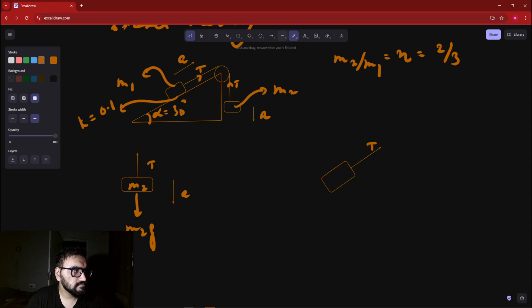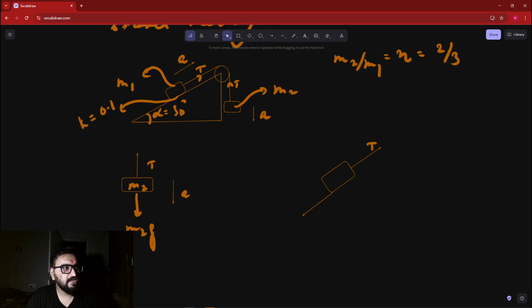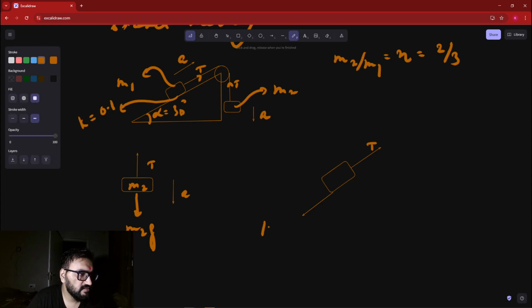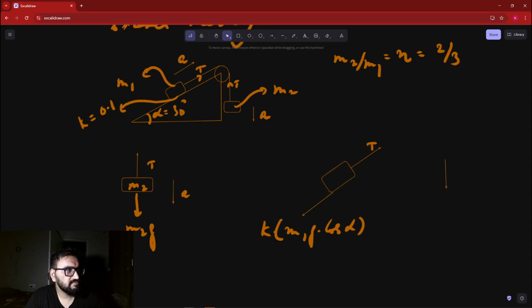So if I think about the frictional force, its direction would be down, that is opposite to the direction this mass m1 is moving relative to the inclined plane, right? So its value would be k times the normal force. The normal force is nothing else but m1g cos of alpha, right? This is the normal force, right? Let me draw that as well. But I wouldn't want to draw it in this FBD. This is my mg, right?